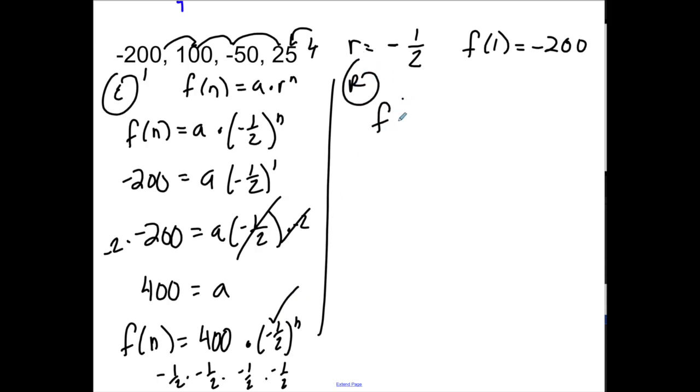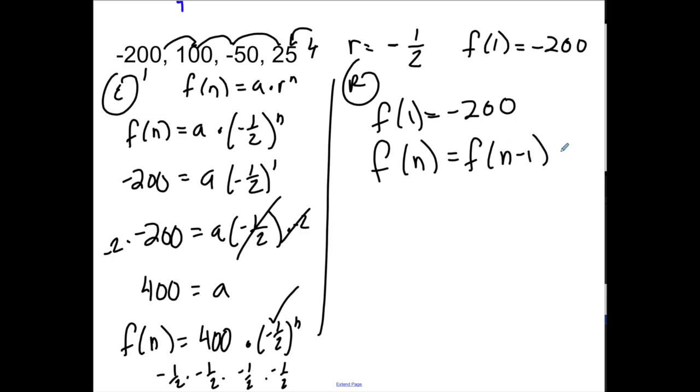Okay, for the recursive, remember we start with f of 1, what that is. And then for every other term, we go back to the previous term and we multiply by negative a half.